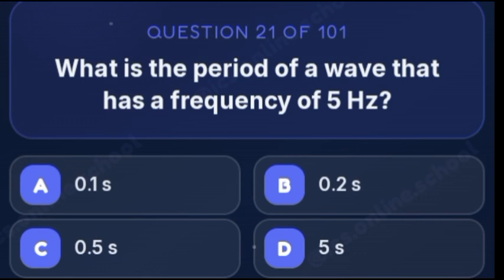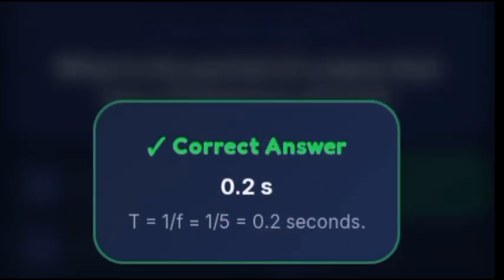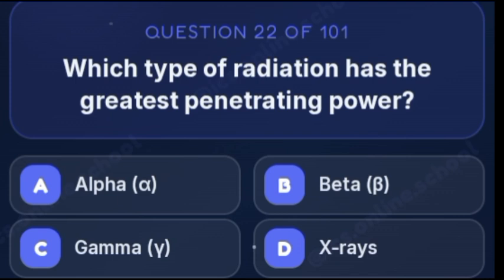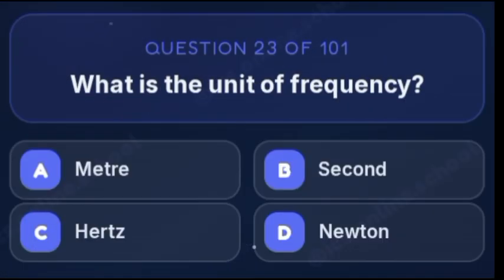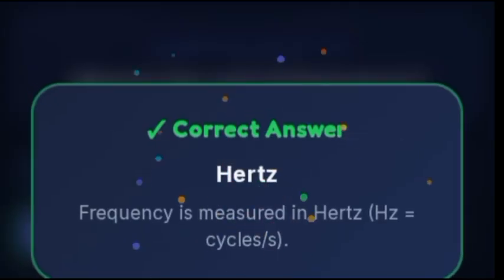What is the period of wave that has a frequency of 5 Hz? 0.2 seconds. Which type of radiation has the greatest penetrating power? Gamma. What is the unit of frequency? Hertz.